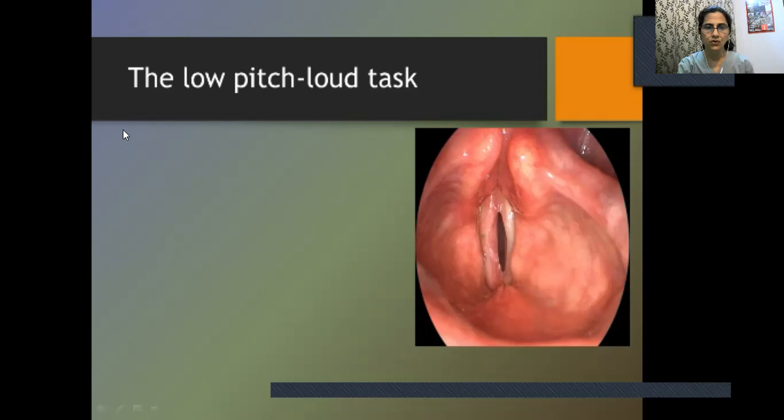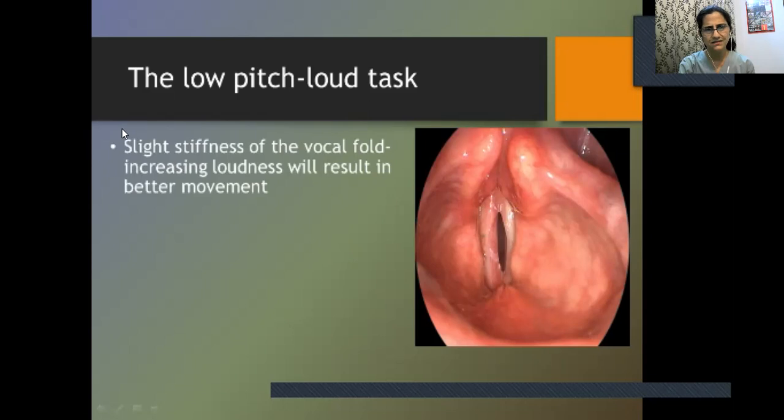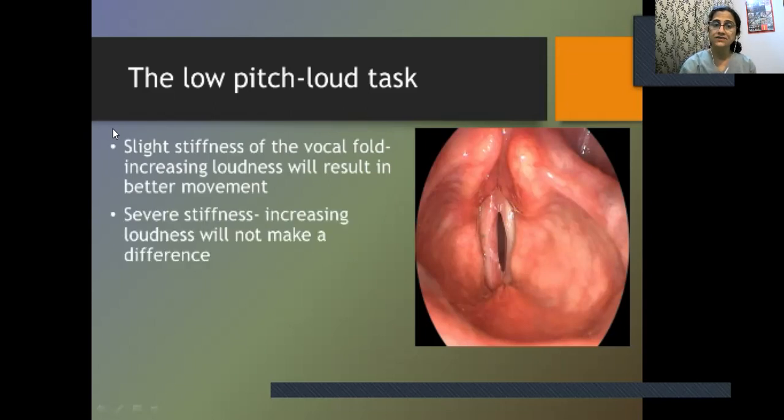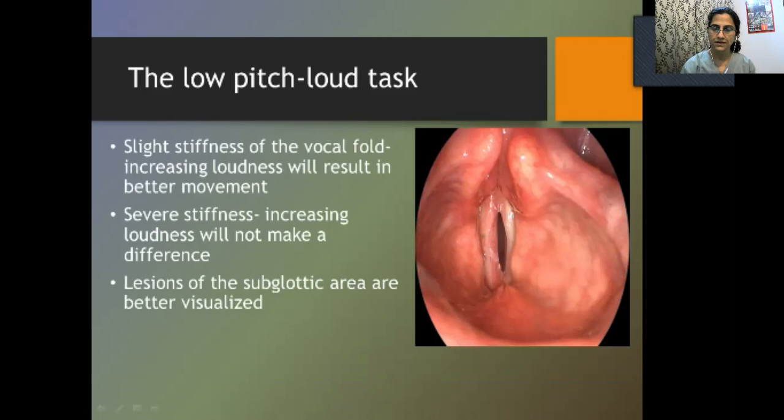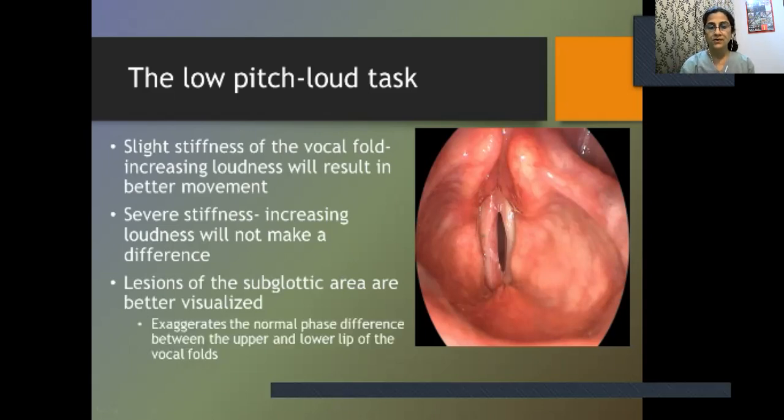What is the importance of a low pitch, loud task? In cases when you have a slight stiffness of the vocal cord, increasing the loudness will result in better movement. Whereas if you have a severe stiffness, increasing loudness will not make any difference in the mucosal wave or the amplitude. And certain subglottic lesions are better visualized when you give a loudness task to the patient, because it exaggerates the normal phase difference between the upper and the lower lip of the vocal cord.